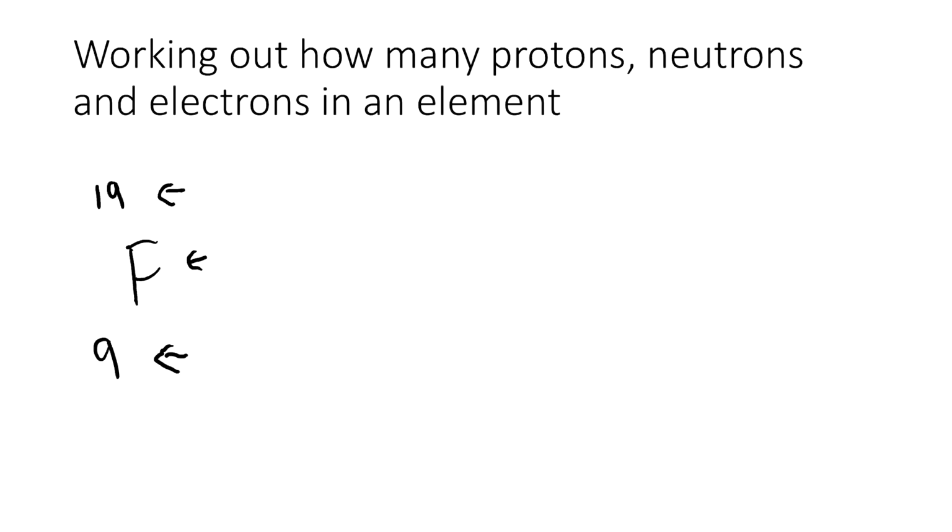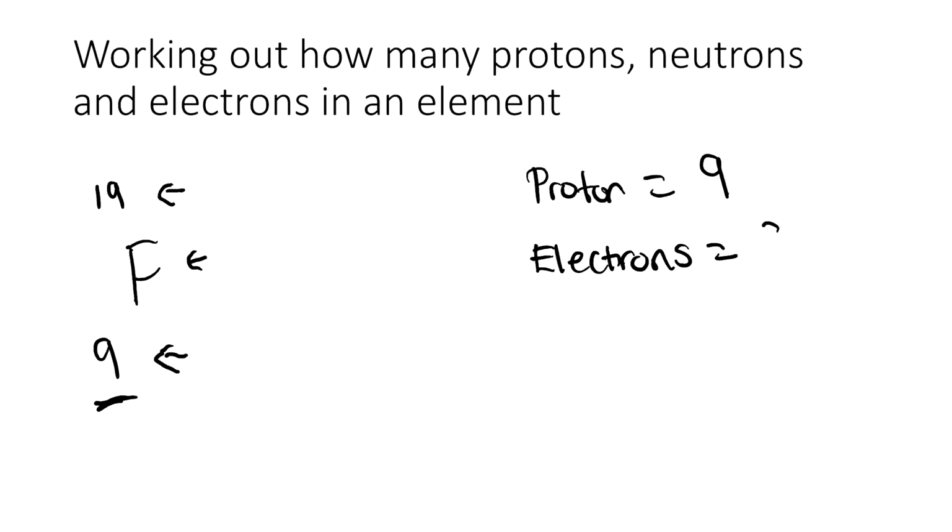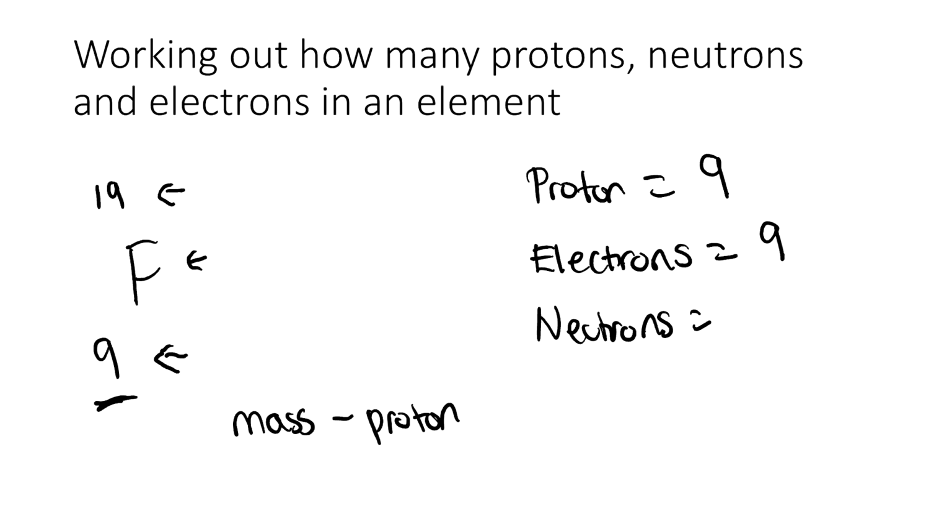So to find the number of protons, we look at the proton number, so it's 9. To find the number of electrons, there's the same amount of electrons as there are protons, therefore that is also 9. Now to work out neutrons, we need to do the mass number minus the proton number. So we've got 19 for the mass number minus the proton number, which is 9, which equals 10. So there are 10 neutrons. So there are 9 protons, 9 electrons, and 10 neutrons in fluorine.